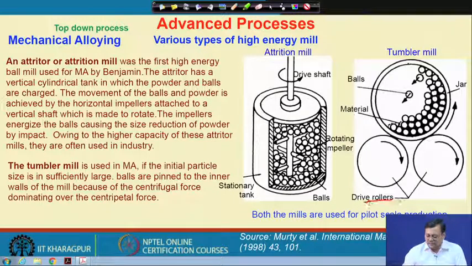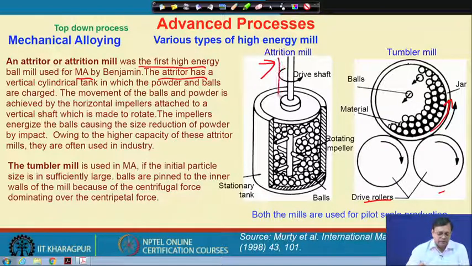So, these are simple drive rolls which basically assist the jar to move, and an attritor mill actually was the very first. In this case, it was one of the very high energy ball mills that is used for this mechanical alloying purpose. The attritor has a vertical cylindrical tank in which the powder and balls are charged, and the movement of these balls and powder is achieved by horizontal impellers.